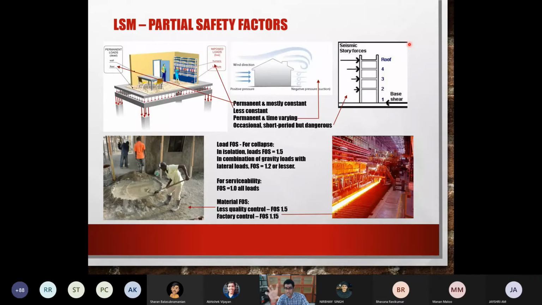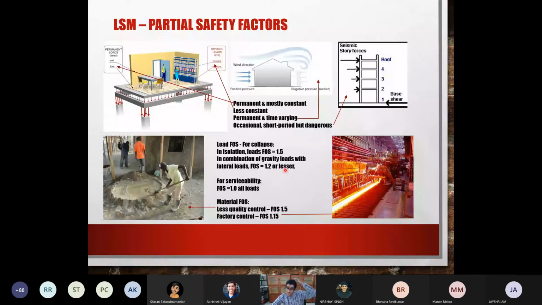So why when you take gravity in combination with that? By the way, the reason for taking 1.5 for gravity loads is, say for some reason there is an accidental loading which increases the dead load or a live load. You don't want to be caught unaware. That's why it's been raised by 1.5. Anything which is in isolation.